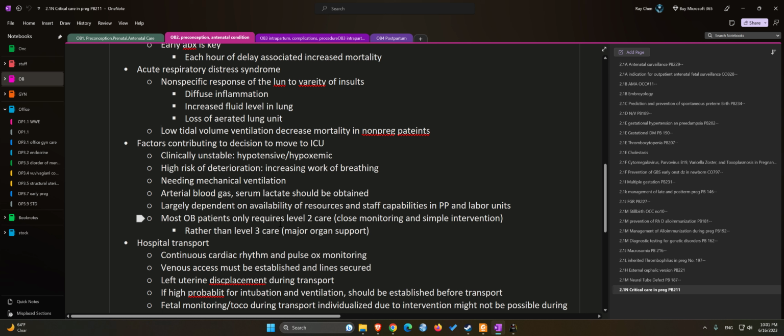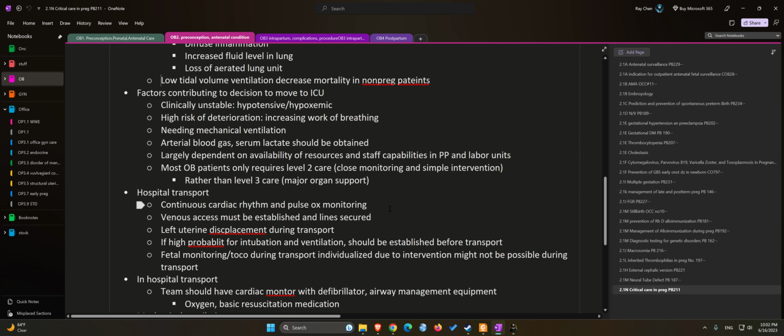Hospital transports: continuous cardiac rhythm and pulse ox monitoring. Venous access must be established and lines secured. Left uterine displacement during transport. If high probability for intubation and ventilation, this should be established before the transport.